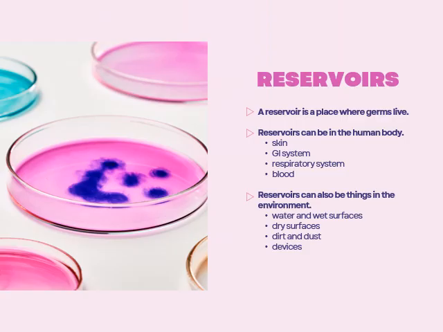First, germs need a place to live. We call these places reservoirs. Essentially, they're like habitats. Reservoirs can be in the human body, the skin, the digestive system or gut, the lungs and airway, and the blood. Reservoirs can also be in the environment: water and surfaces that have water on them, dry surfaces like countertops and bed rails, dirt and dust, and devices.